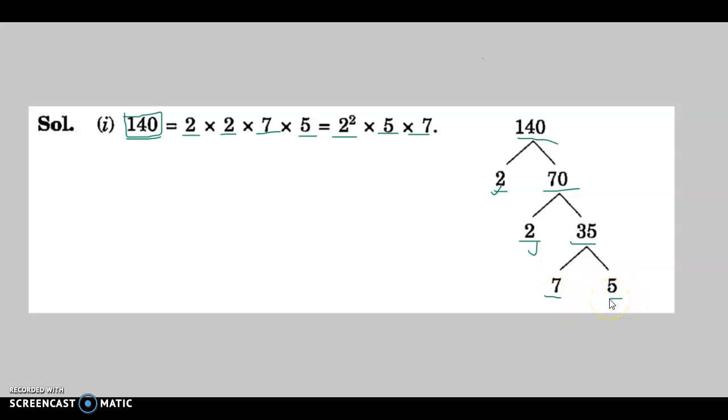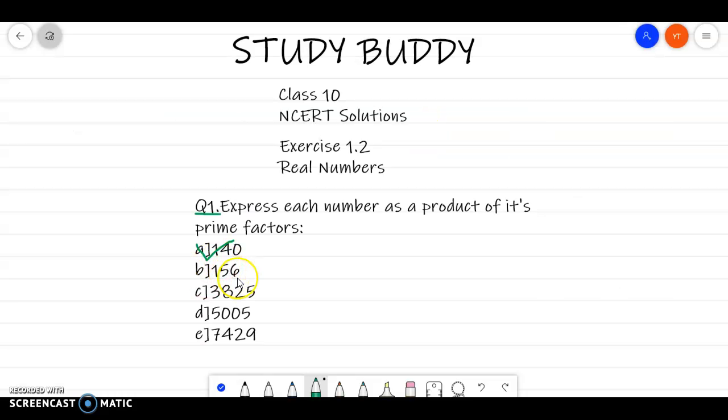So 7 and 5 is once again the prime factors, and hence whatever prime factors you get is the prime factors of the number. So 2, 2, 7 and 5. So from that you get 2 square into 5 into 7. Next, going ahead with the second problem.